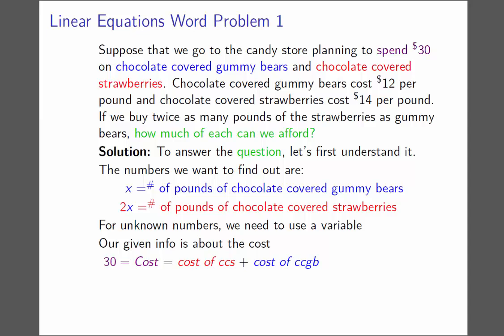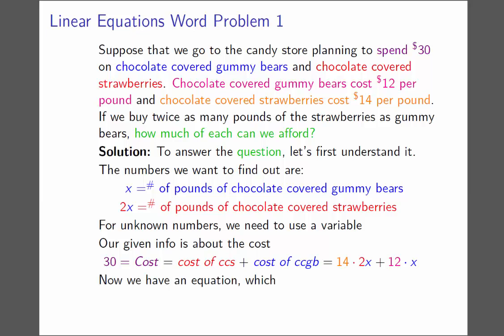On one hand, we know that the total cost is $30. On the other hand, we can get the total cost from the cost of the chocolate-covered strawberries and the cost of the chocolate-covered gummy bears. The chocolate-covered strawberries cost $14 per pound, and we get 2x pounds of them. So the cost of chocolate-covered strawberries is 14 times 2x, while the cost of chocolate-covered gummy bears is $12 per pound, and we get x pounds of them. So the cost of the chocolate-covered gummy bears is 12 times x.